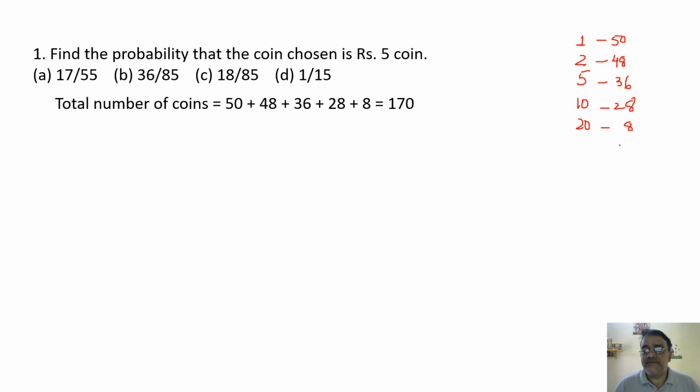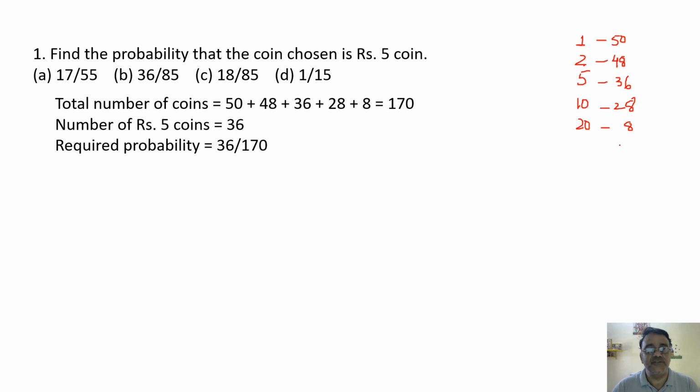So number of rupees 5 coins is 36. The required probability is 36 by 170. If you simplify, what you will get? 18 by 85. Right. The correct option is C.